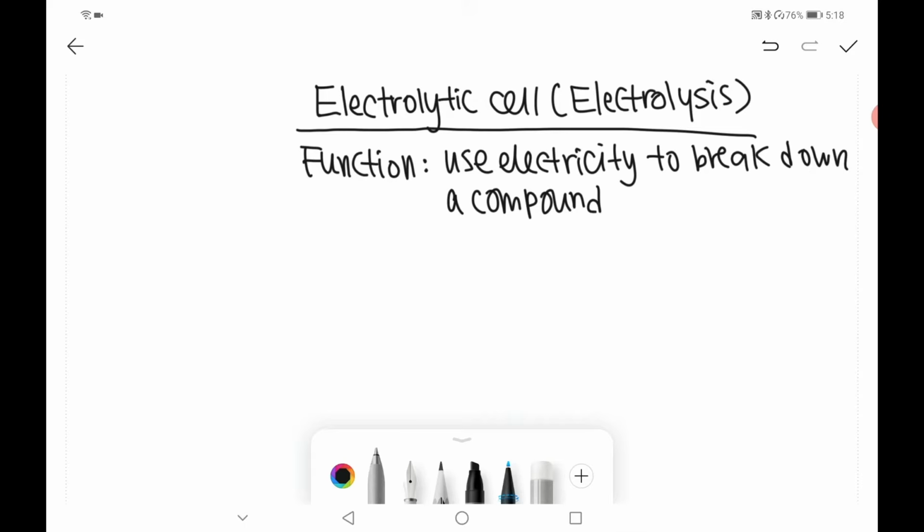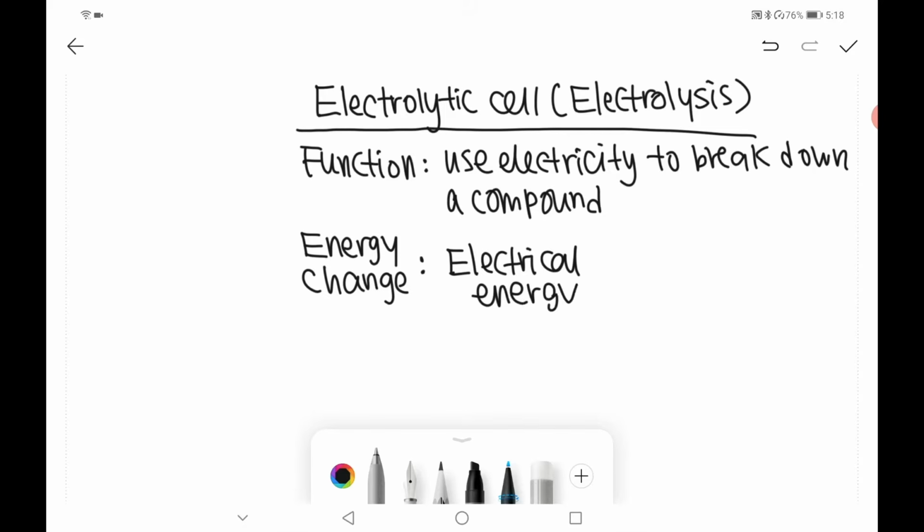So what else did we learn? We also learned about energy change. The electrolytic cell uses electricity, so we must start from electrical energy, yeah? We use the electricity to break down a chemical compound. A chemical compound has chemical energy, yeah? So electrical energy is converted to chemical energy, yeah? So this is the energy conversion in the electrolytic cell, yeah?